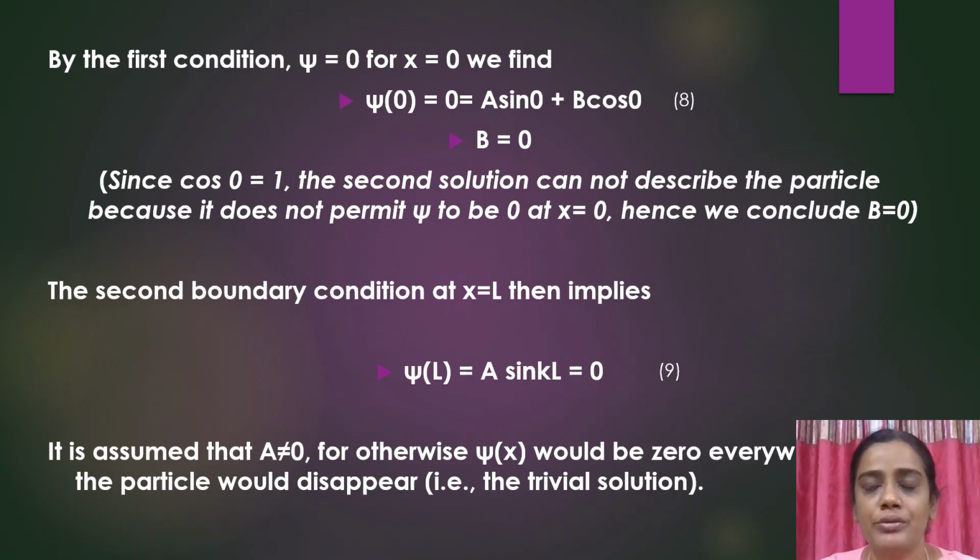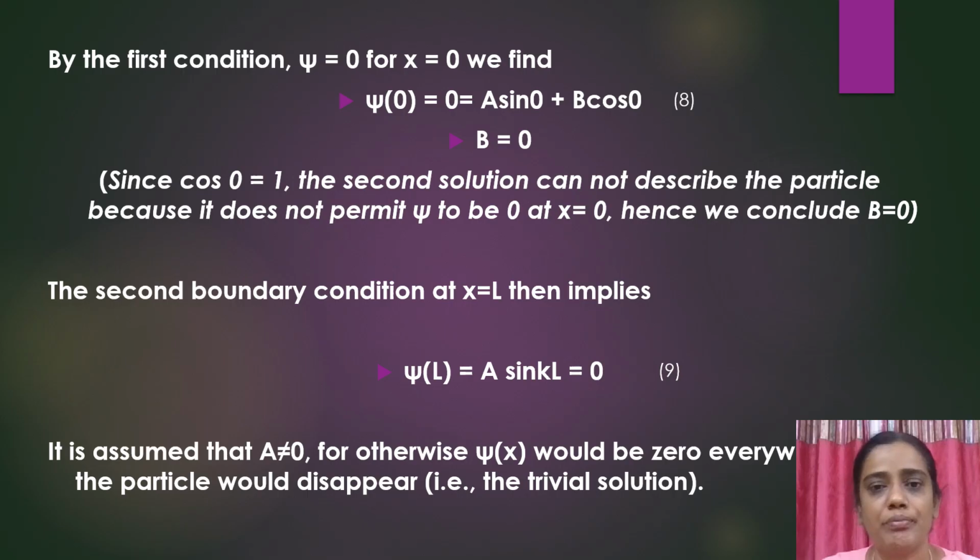But according to the condition, psi should be equal to 0 at the boundaries. So in order to make it 0, one condition is that b should be equal to 0. Hence, we conclude b equal to 0. Now, the second boundary condition we are going to apply is that x equal to L. That is the second boundary.